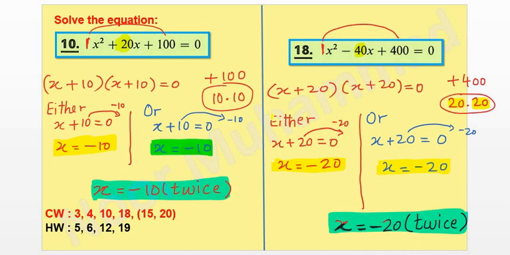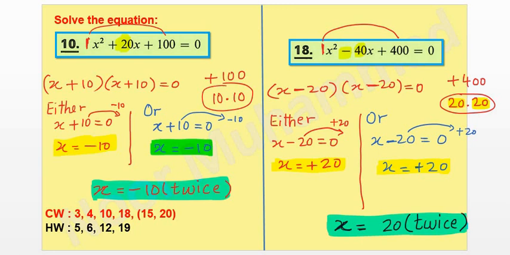And here, wait, let me fix it. So because the middle sign here is negative, that's why it will be x minus 20 and x minus 20, right? Both of them are going to get the same signs. And then we will shift this 20 to the other side. It will change into positive 20. So the final answer will be x equals 20 twice, right? So this is the answer for this question.